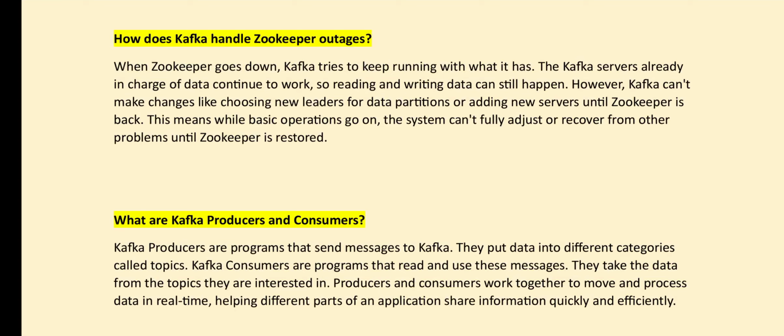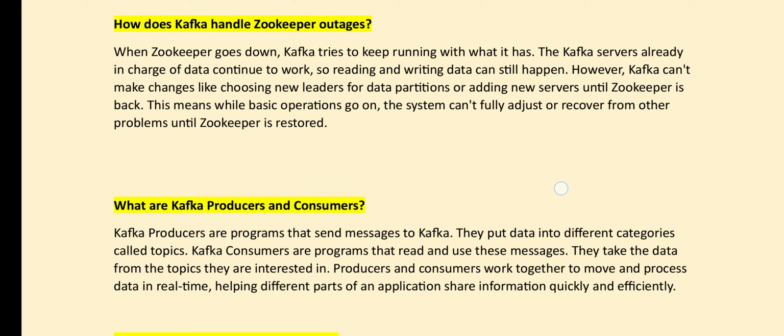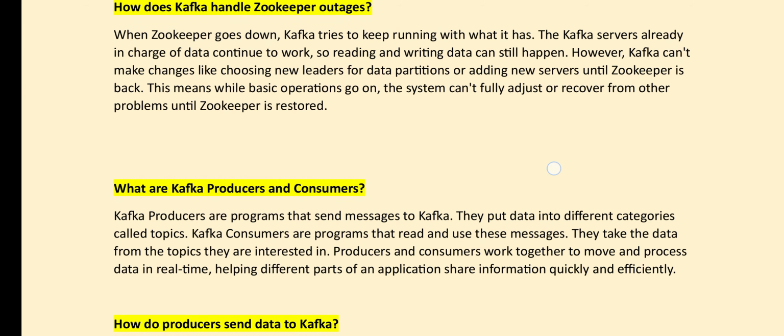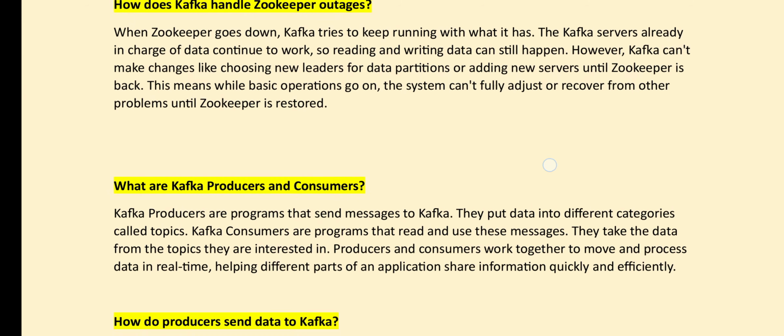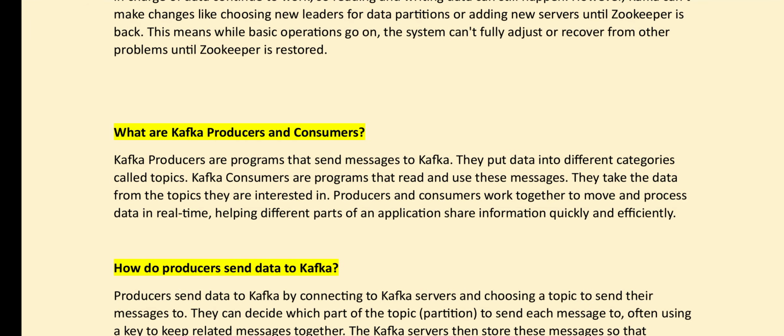How does Kafka handle Zookeeper outages? When Zookeeper goes down, Kafka tries to keep running with what it has. The Kafka servers already in charge of data continue to work, so reading and writing data can still happen. However, Kafka can't make changes like choosing new leaders for data partitions or adding new servers until Zookeeper is back. This means while basic operations go on, the system can't fully adjust or recover from other problems until Zookeeper is restored.